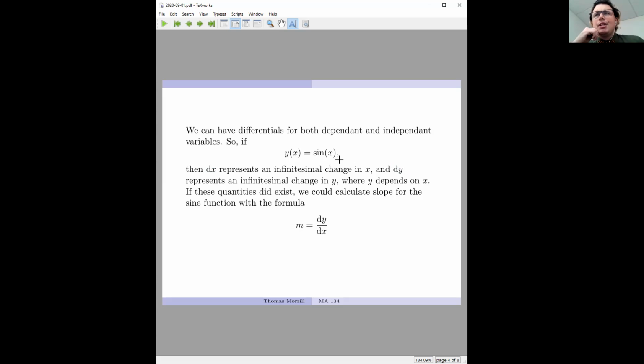So if these were numbers that I could compute, they aren't, and I can't. But if they did, if I lived in a much better world where these did actually exist, then I could calculate my slope, right? My slope is just rise over run. So my slope for the sine function should just be my differential in y divided by my differential in x. At this point, I don't know how to assign that an actual number, but it would be a useful thing if I could.